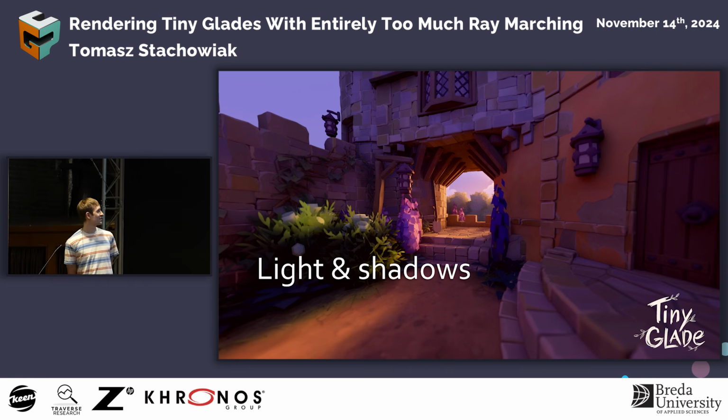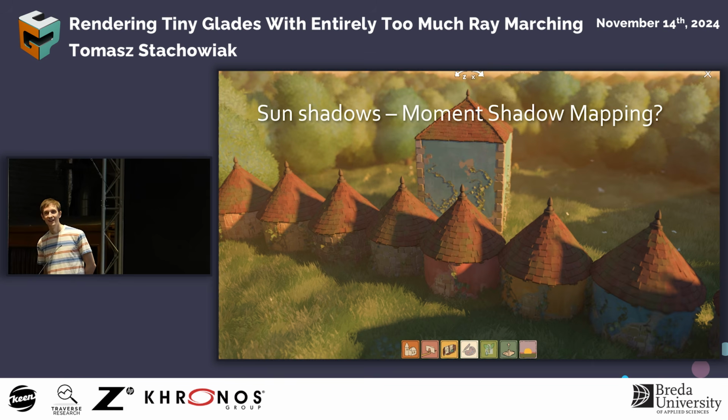And speaking of gbuffers and lighting, they usually plug into lighting. So let's talk about lighting, starting with the lack thereof, which is shadows. The most important light source we have is the sun, and we knew from the start that it would be soft. So we looked at the most attractive entry into it at the start, which is moment shadow mapping.